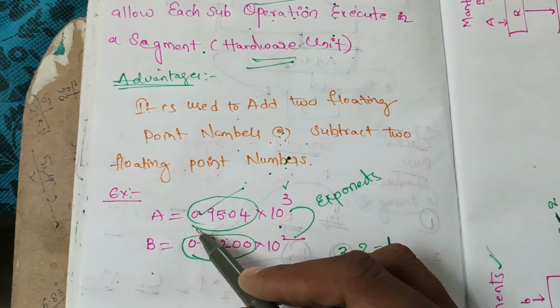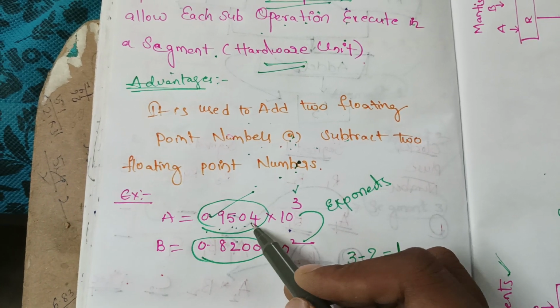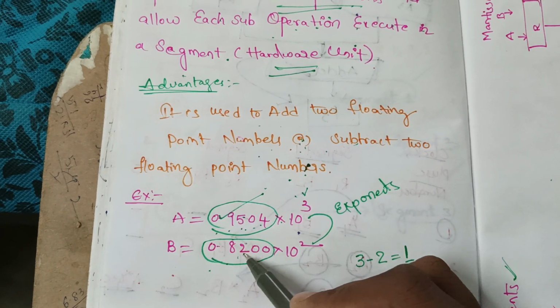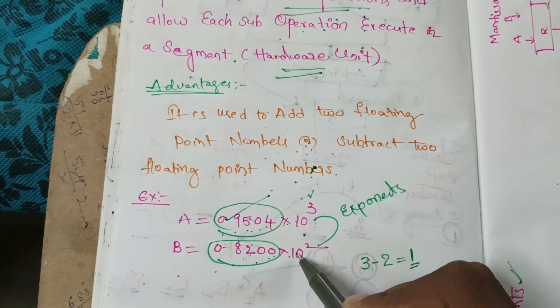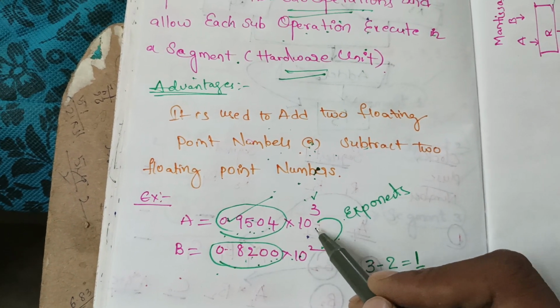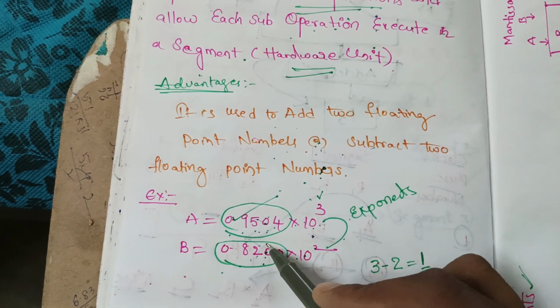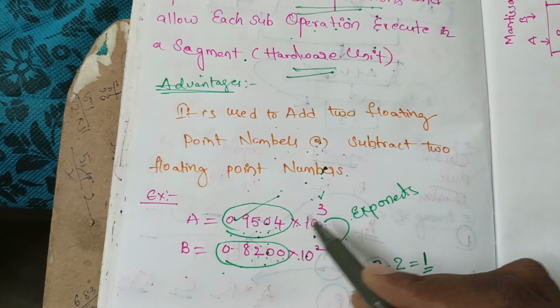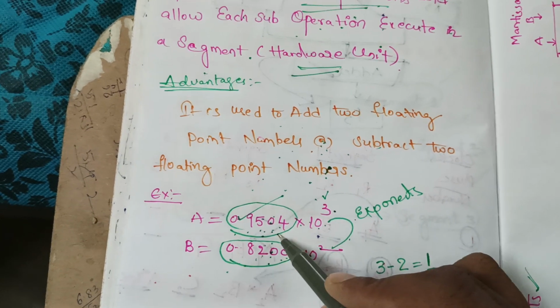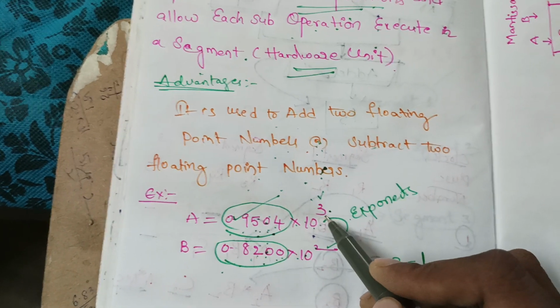Here I will take an example. A is equal to 0.9504 into 10 cube and B is equal to 0.8200 into 10 square. Here these two are exponents and these two are called mantissas. Floating point numbers have two parts: one is the mantissa, the other is the exponent part. So this part is the mantissa part, and this part is the exponent part.